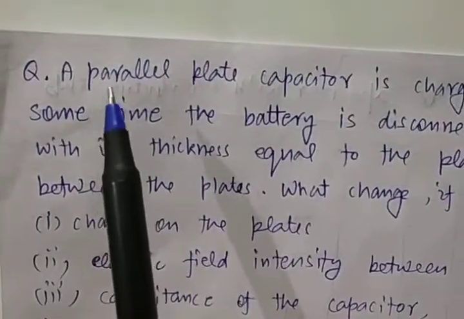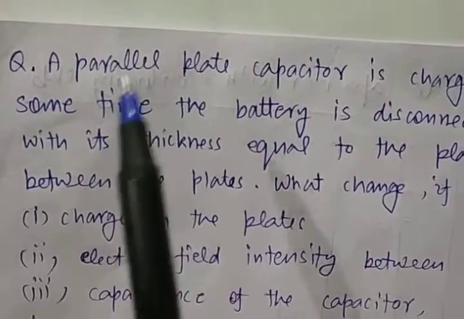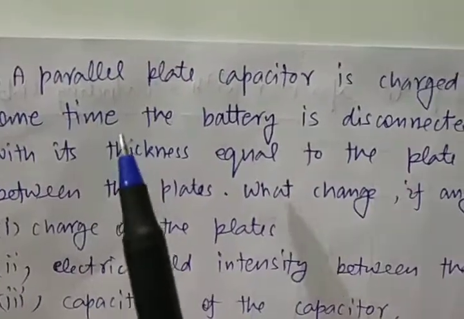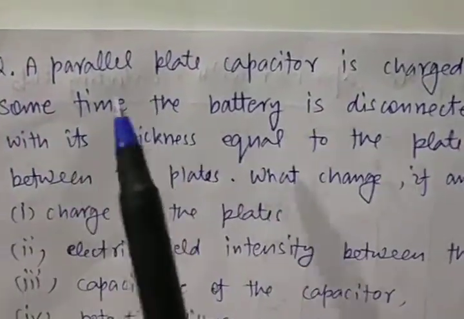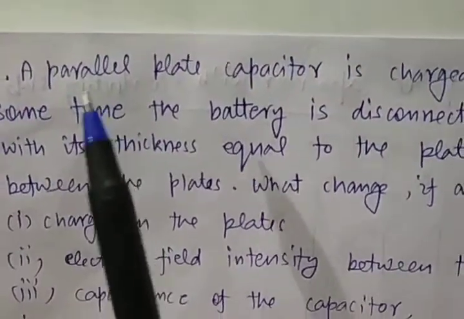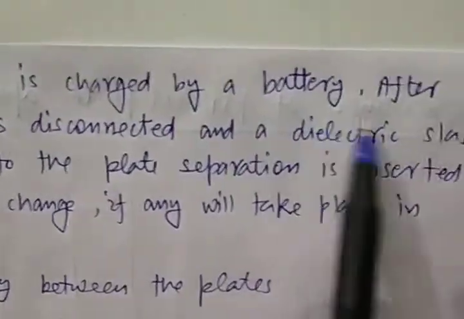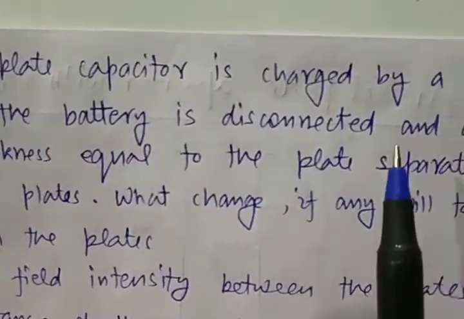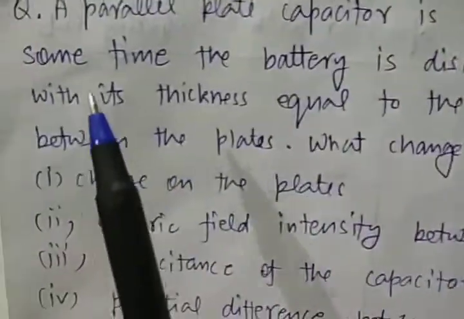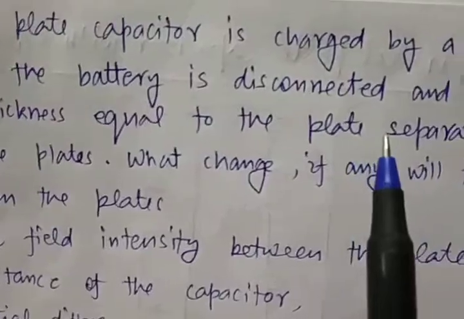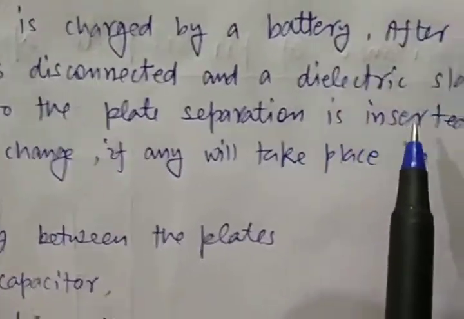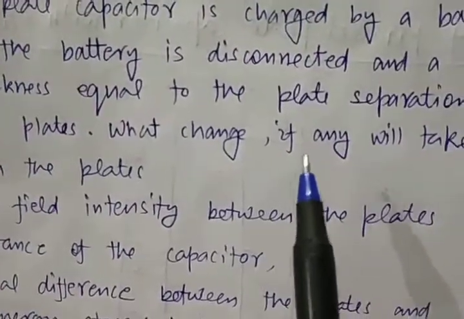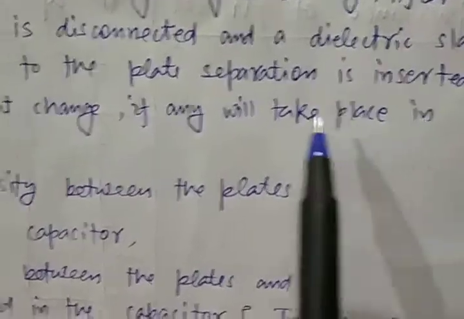Now we take a numerical problem that is a mixture of numerical and conceptual problem. This problem is very important from the board exam point of view because a number of times the question has been asked. Now the question is: a parallel plate capacitor is charged by a battery. After some time the battery is disconnected and a dielectric slab with its thickness equal to the plate separation is inserted between the plates. What change, if any, will take place in?